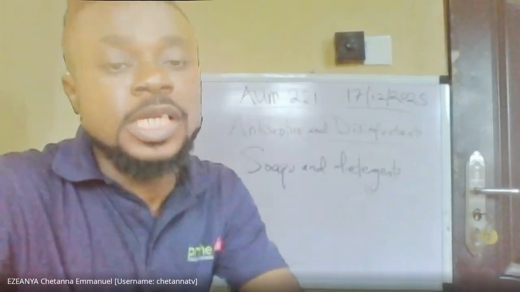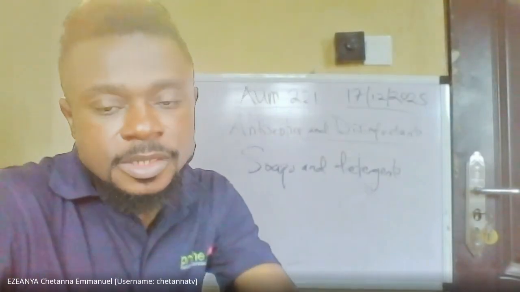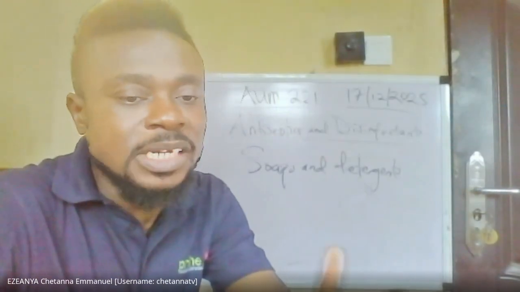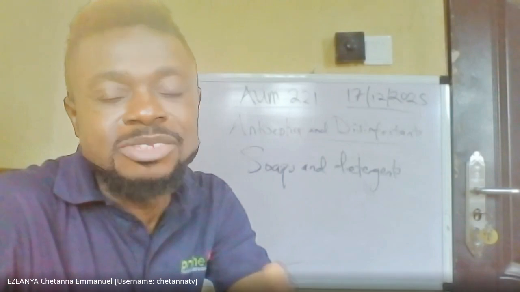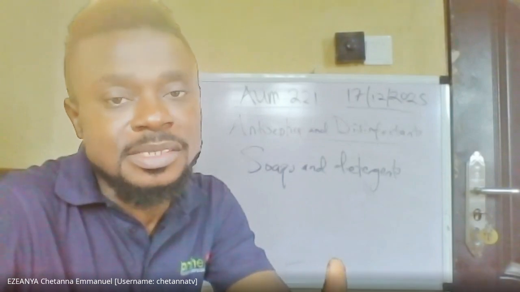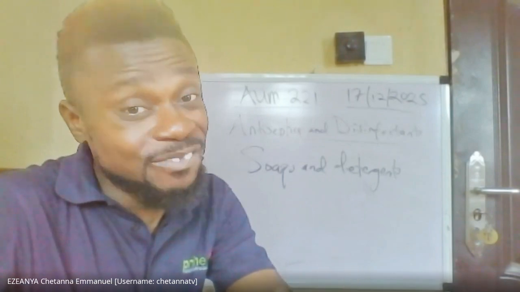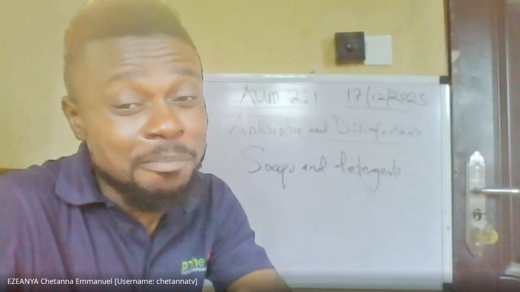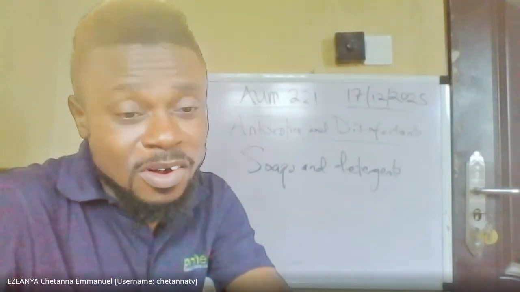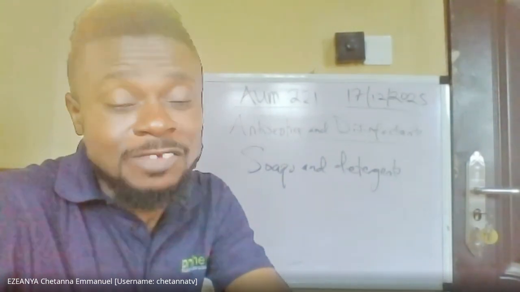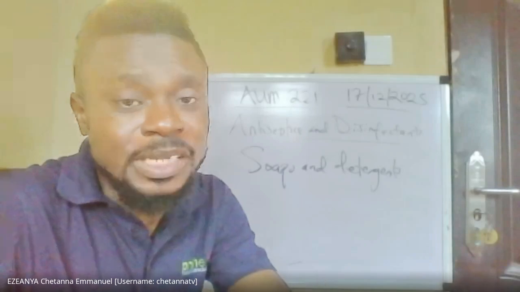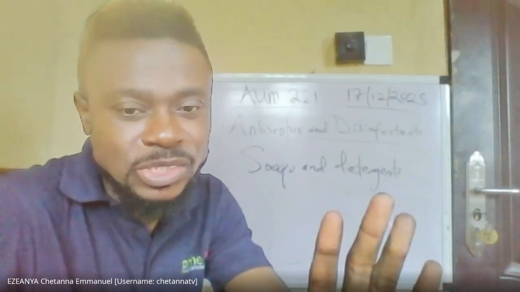Soaps and detergents. These are used mechanically to remove organisms, and they are effective against many gram-positive organisms. Here I'm talking about anionic soaps.